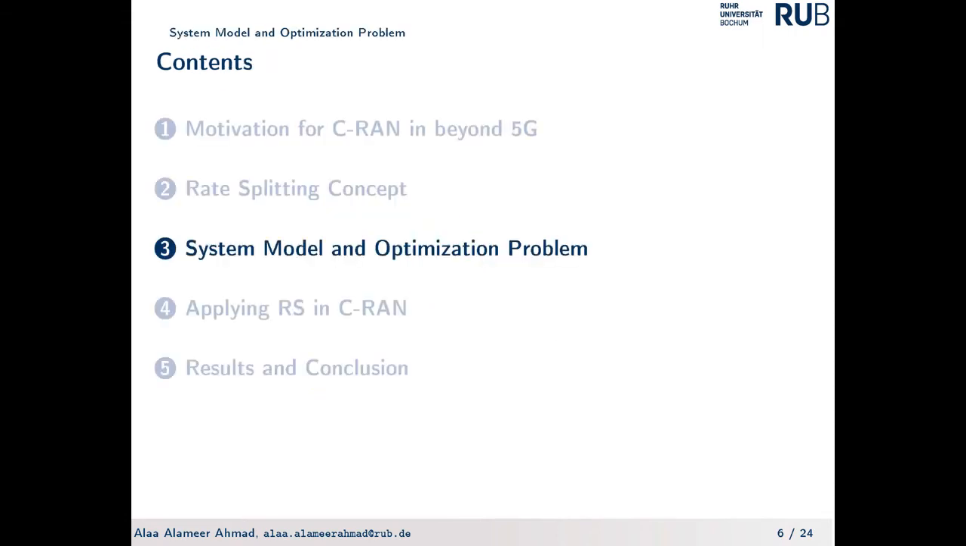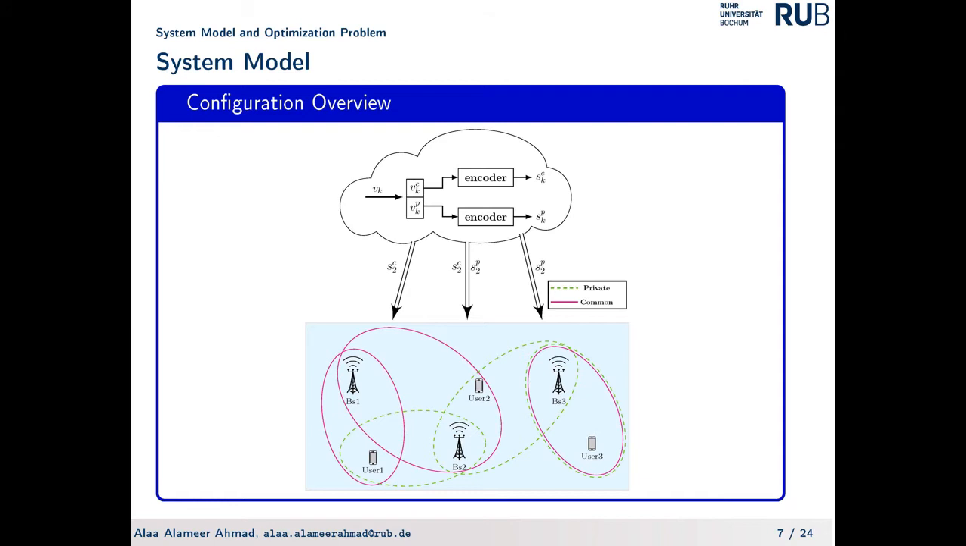Now we are ready to discuss the system model and the corresponding optimization problem. In this work, we consider implementing the rate splitting techniques in cloud radio access networks. The messages of all users are split and jointly encoded at the cloud to generate private and common streams. After that, each stream is shared with a subset of base stations which cooperatively transmit the stream to the corresponding users. The streams are shared with the base stations over finite capacity fronthaul links. For example, the private stream of user 2 is shared with base station 3 and base station 2, which cooperatively transmit this message to user 2, while the common stream of user 2 is shared with base station 2 and base station 1.